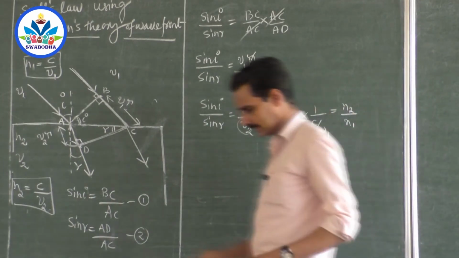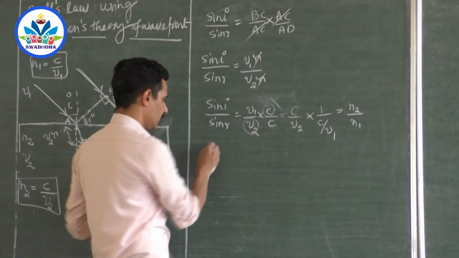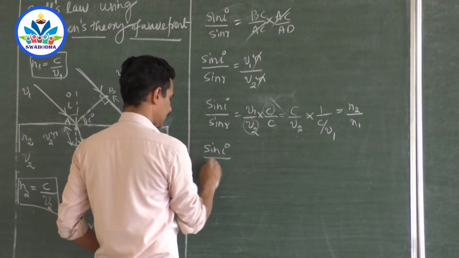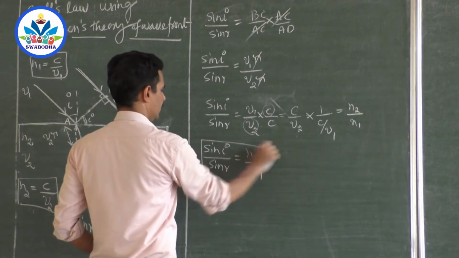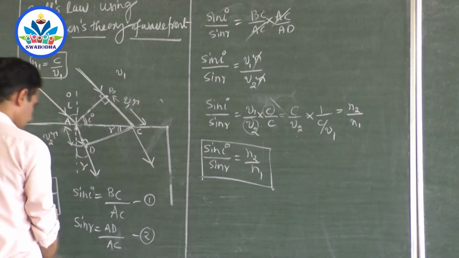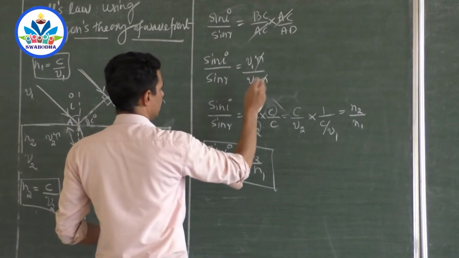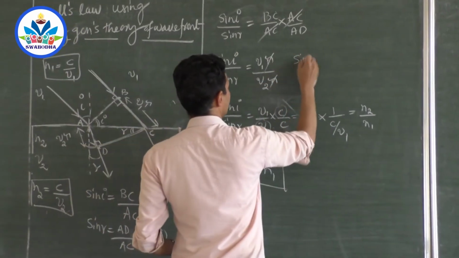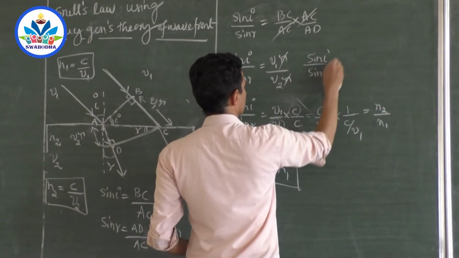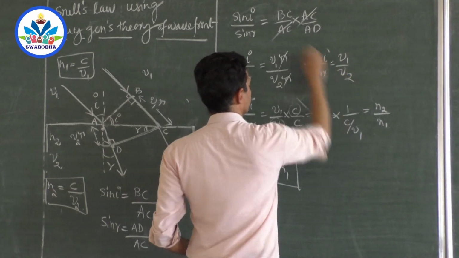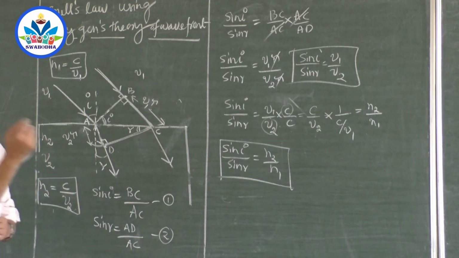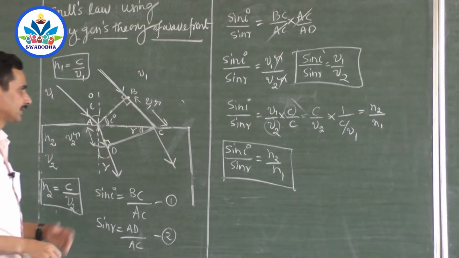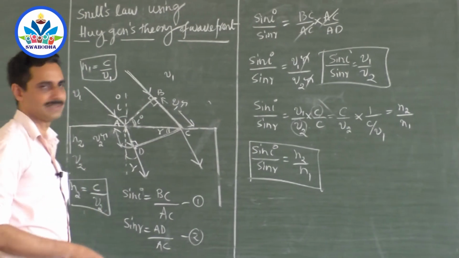So what is sin I by sin R? Now you get the perfect Snell's law. Sin I by sin R is equal to N2 by N1. Even this is also not bad. This is also okay, V1 by V2. So sin I by sin R is equal to V1 by V2. This is also good. So this is how we get Snell's law from refraction using Huygens secondary waves.